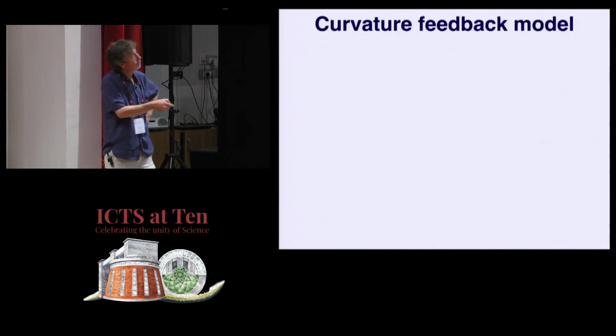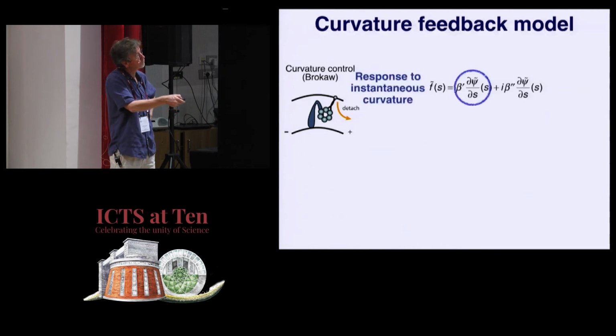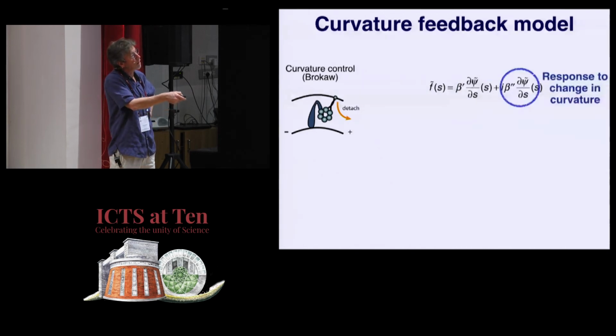And I'm just going to give you the curvature feedback model because this is the one that works. Other models don't work, but basically the idea is that the dyneins between the filaments, when the curvature has one sign, they will detach from the filament. And so what we can do is we can write the force depends on the instantaneous curvature, so that's the derivative of the tangent angle, and also on the rate of change of curvature. So we have a system where the force can depend in phase and out of phase with the curvature.